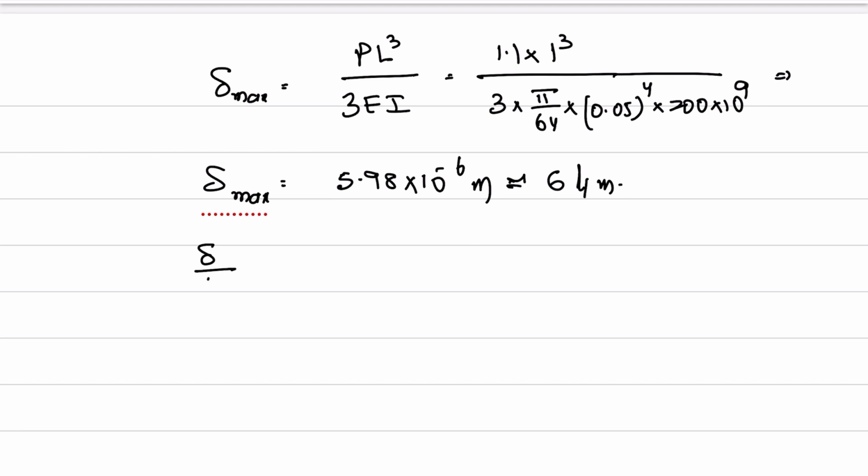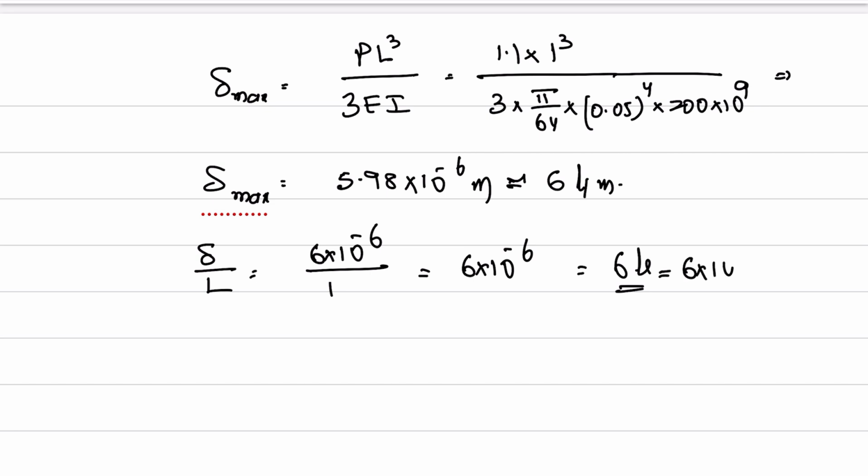Then delta by L. Sometimes in the examination they may ask, find the ratio of the deflection to the length of the beam. That is delta by L ratio. What is delta? 6 into 10 to the power of minus 6 divided by L, which is 1 meter. That is equal to 6 into 10 to the power of minus 6, that is 6 mu. It is not meters, it's a ratio. 6 microns is the delta by L ratio.